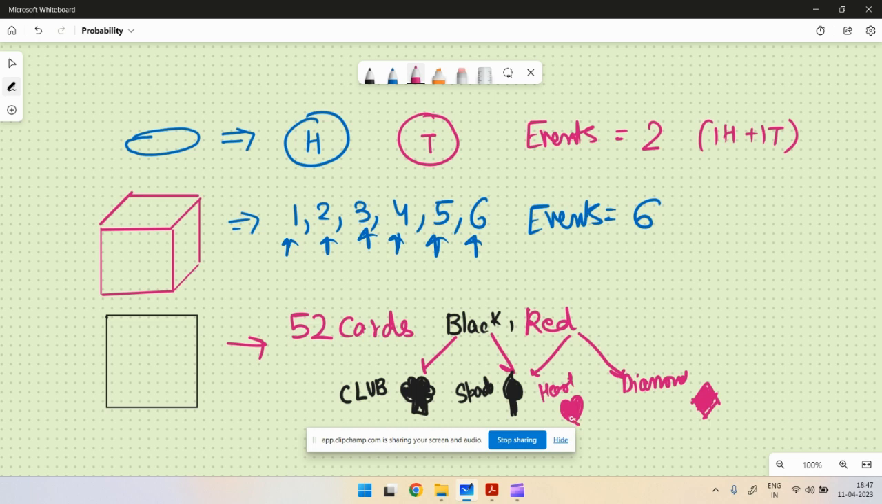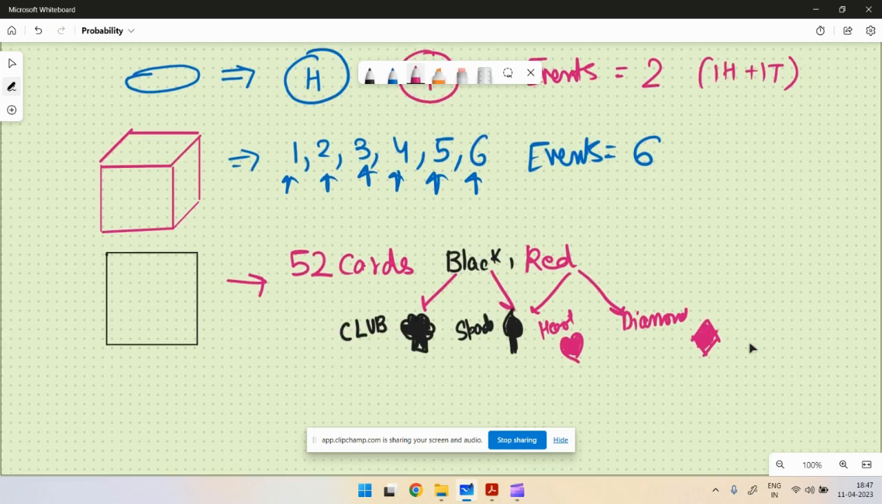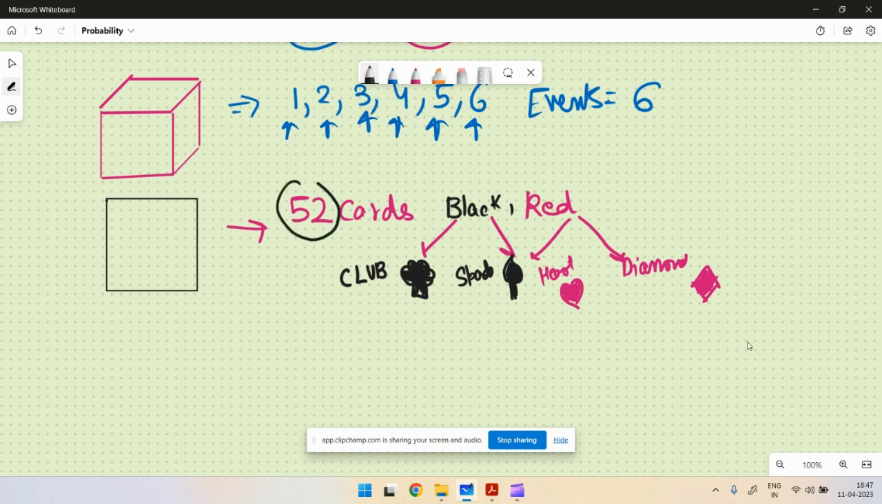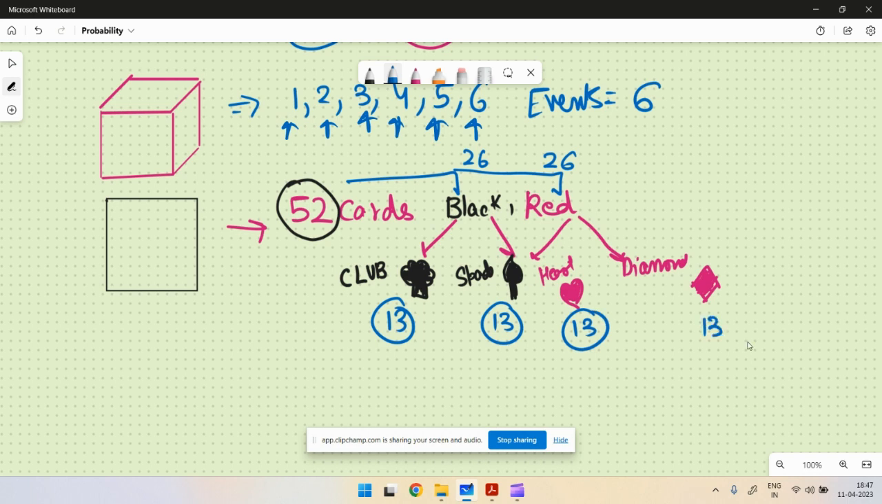And how many of each are there? See, there are 52 cards. If you divide this among the two, black and red, this will be 26 and 26. Further, it is divided in half. This is 13, 13, 13, and 13.